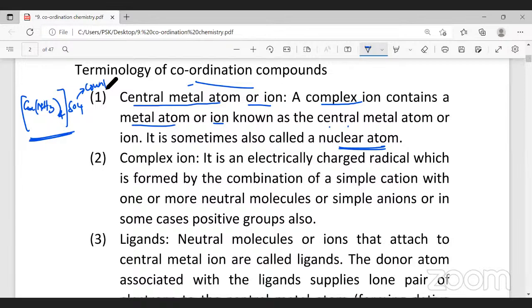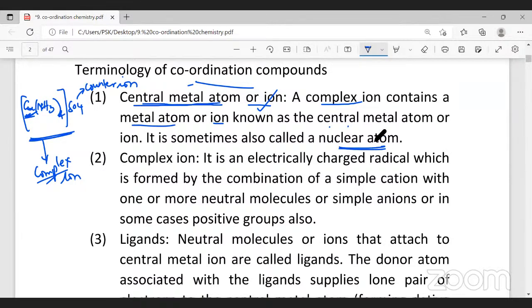And this is a complex ion. Now, in the complex ion, the metal that we have is called the central metal atom. If this metal has no charge, then it is called an atom. If this metal has a charge, then it is called an ion. Did you understand? A complex ion containing a metal atom or ion is known as the central metal atom or ion.